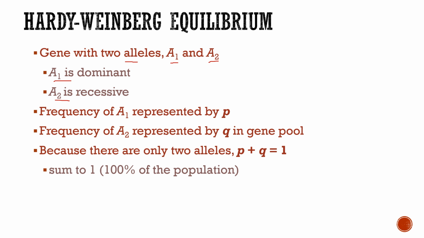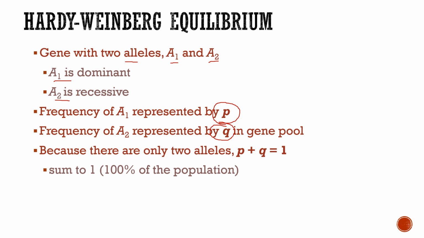And then these are given symbols. So the frequency of the dominant trait is P, and the frequency of the recessive trait is Q. And again, this is in the gene pool. This is the whole population. So of all the eggs and all the sperm that are there in that gene pool, the frequency, the number of dominant alleles to the number of recessive alleles.